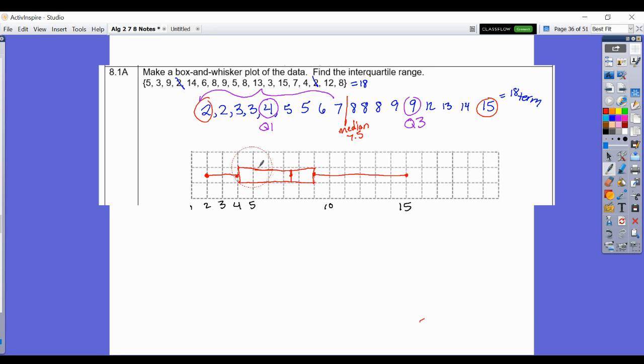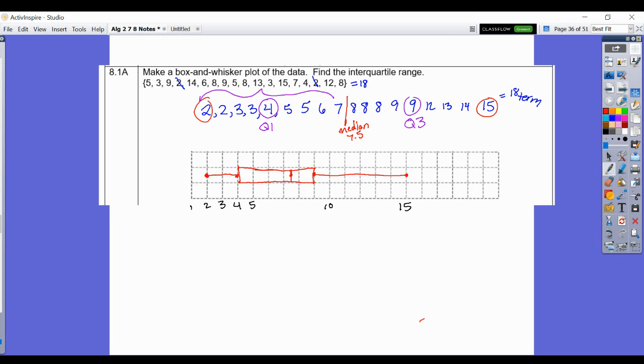So you can kind of see from this box that the data is really chunked up and clustered in this area. And you can see from our numbers that there's a lot of 8s and 9s. And that's what's going on. They're really close together. And then all these numbers on the end here are really spread out. And there's a little bit of repetition here at the low end as well. So that's what this shape kind of tells you when you're making a box and whisker.